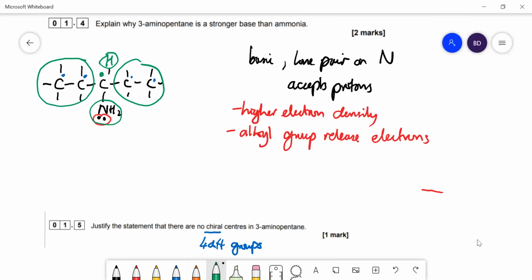You can probably see that if it was 2-amino pentane, then it would have a chiral center because it wouldn't be symmetrical, and you would have 4 different groups.